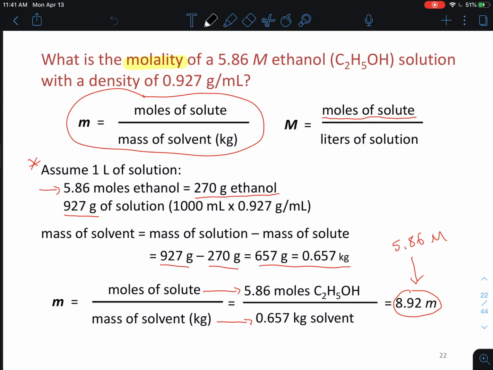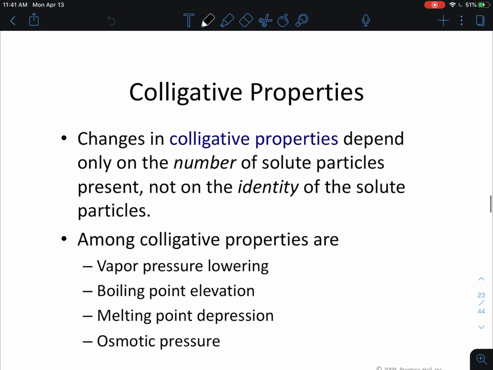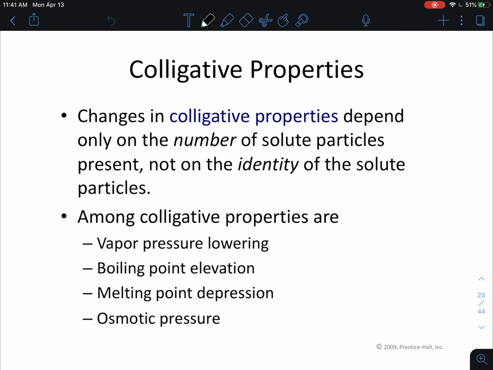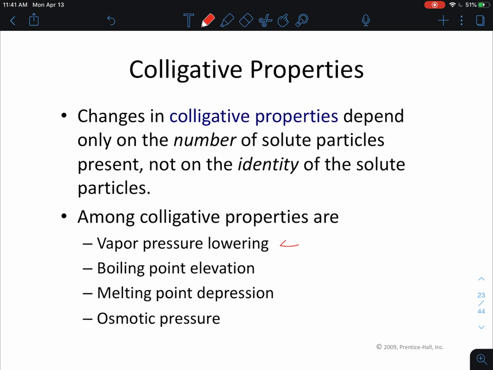All right, so what we want to talk about next are some of the properties of these solutions. And these things are what we call colligative properties. So we want to talk about things like vapor pressure lowering, boiling point and melting point effects. And we'll talk a little bit, not too much, about osmotic pressure. So let me end this segment here, and then we'll pick up and do the rest of the slides in the next segment.